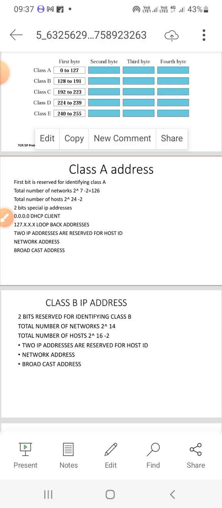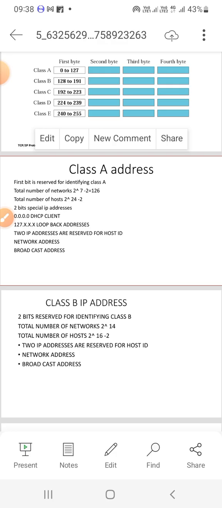Understand? Once again, I am repeating. The first bit is used for identifying class A. In a class A address, the first byte is used for network ID. The first byte, 8 bits, is used for network ID. Total 8 bits, but the first bit is used for the class, so 2 power 7 minus 2. 126 network addresses are present. In each network, 2 power 24 minus 2 addresses are present.